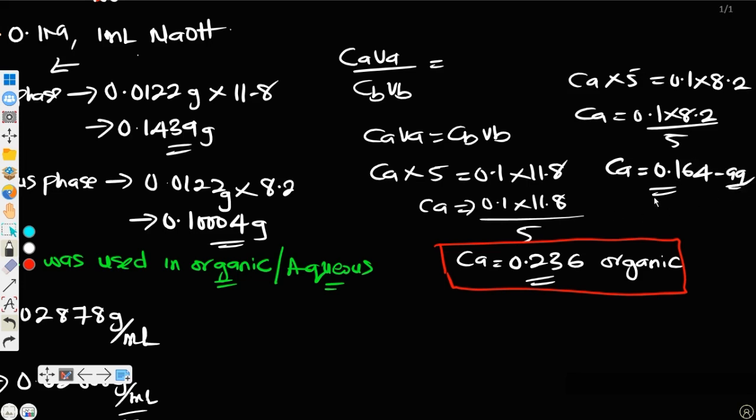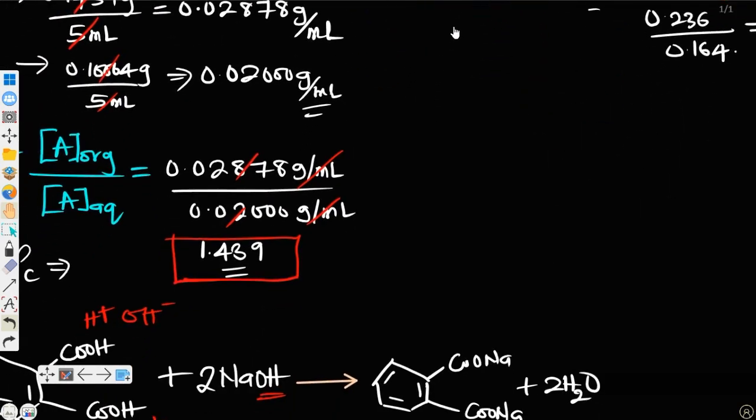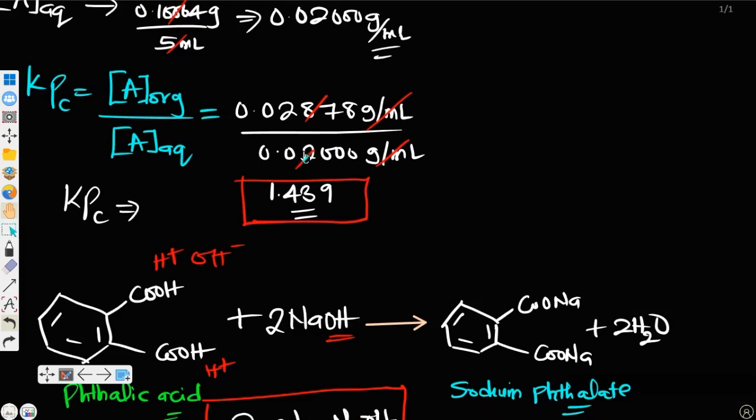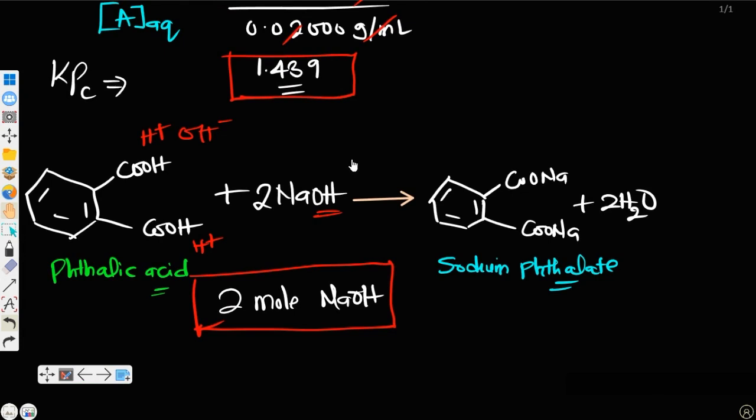So if you want to calculate the partition coefficient now, the partition coefficient will be the concentration in the organic phase all over that of the aqueous phase, which is 0.236 divided by 0.164. So 0.236 divided by 0.164 gives 1.439, and it's the same as what we had here. What we had here was what? 1.4 something. If you check it, here it is, 1.439. So you see that they are the same thing, whichever way you use to solve it.